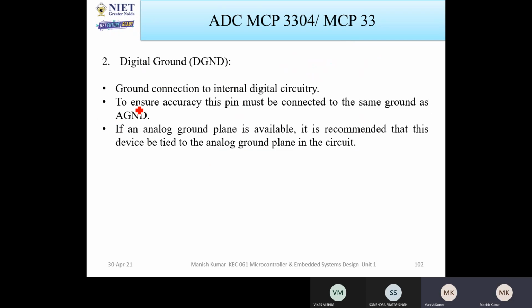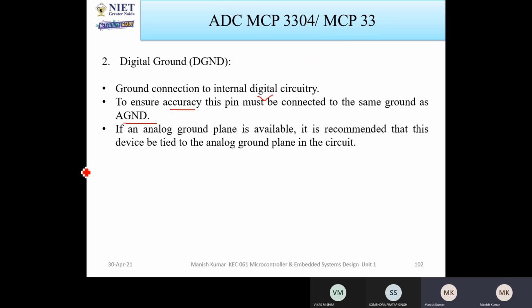So digital ground and analog ground, there are 2 pins. These 2 pins are connected to the same ground. If they are connected to different grounds, what will happen? The result may vary. The ground connection to the internal digital circuitry is used for that. To ensure accuracy, this pin must be connected to the same ground as AGND. It means AGND and DGND both are connected to the same ground.